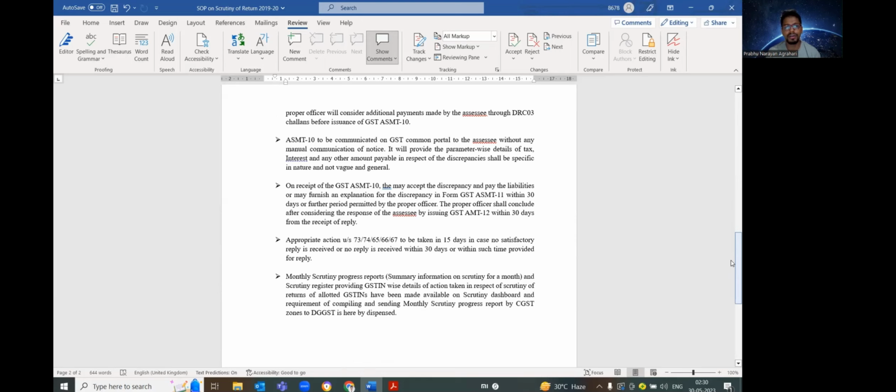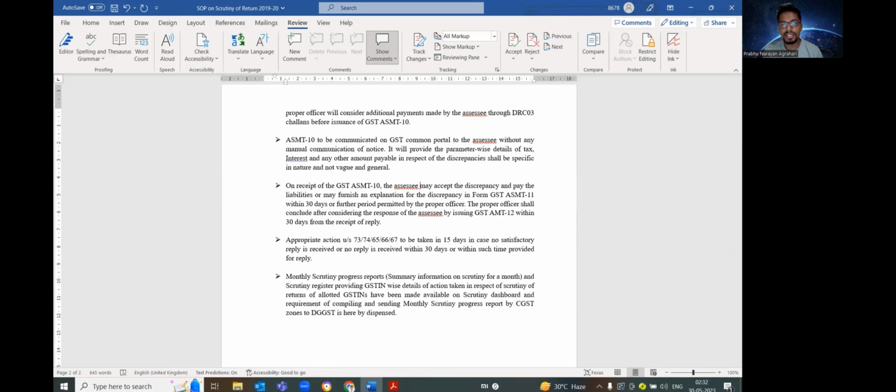ASMT-10 is to be communicated on the GST common portal to the registered person without manual communication of the notice. It will provide parameter-wise details of tax, interest and any other amount in respect of discrepancies, which shall be specific in nature and not vague and general. It means when the ASMT-10 is issued, it should be directly issued on the GST common portal. It means no physical copy will be sent to the registered persons, and the parameter-wise tax, interest and any other penalty, if applicable, will be calculated and should be made specific. It should not be general in nature.